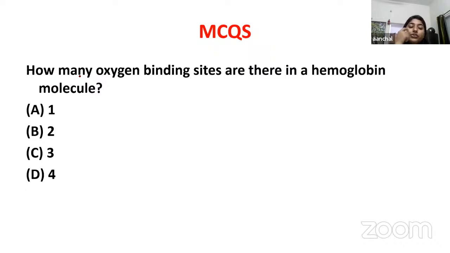So again, we have a question. How many oxygen binding sites are there in a hemoglobin molecule? Again, you have 10 seconds to answer. The options are 1, 2, 3, 4. And I know all the students now know the answer. How many oxygen binding sites are present in a hemoglobin molecule? Yes, the answer is 4.